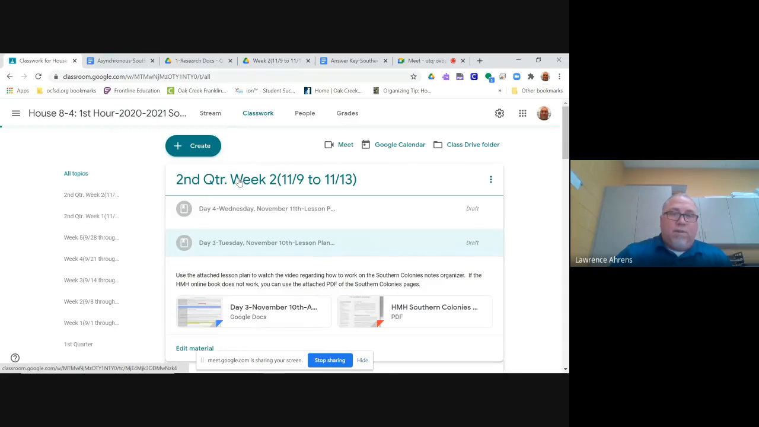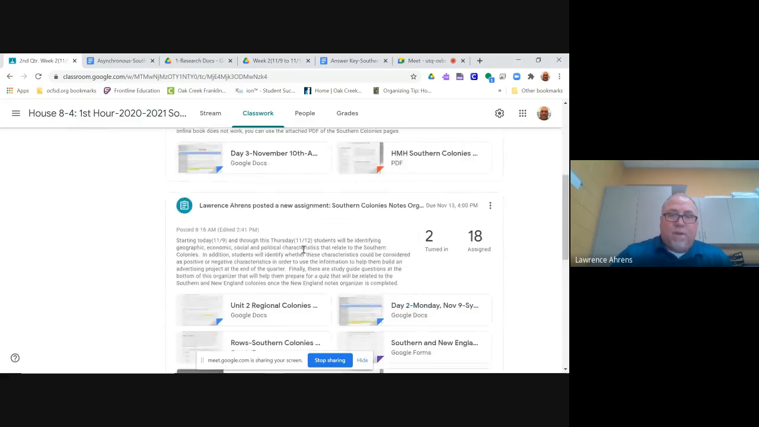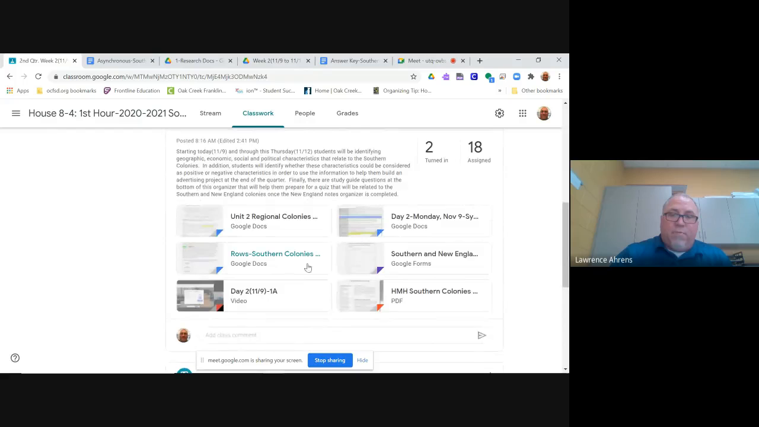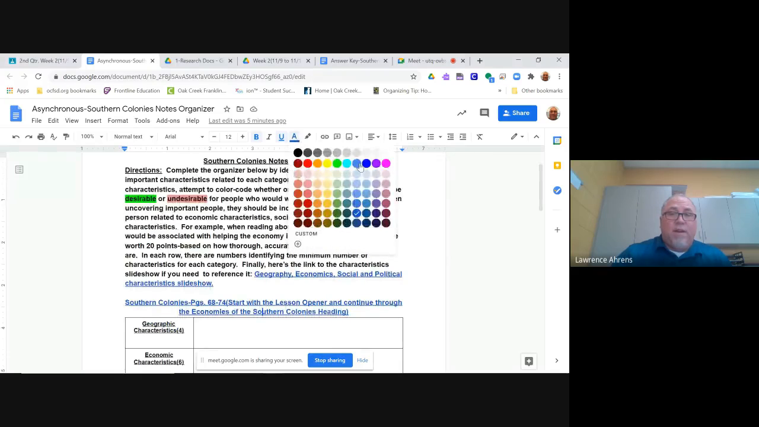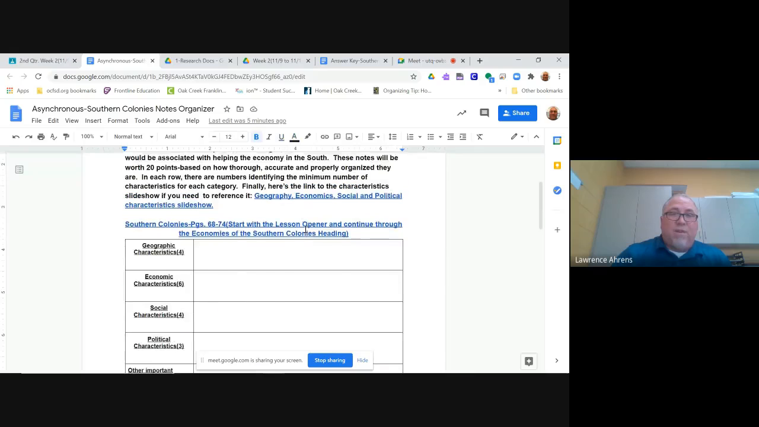So in order to get to your notes organizer, remember that it is actually posted down here on your day 2, which is what we talked about on Monday. So for the 2 of you that turned it in first hour, you're going to have to unsubmit that. There was nothing for you to turn in at this point. You haven't started anything. So you're going to click on your rows, Southern Colonies, and that's going to take you to this notes organizer. In order to access that, those of you that turned it in already are going to have to unsubmit.